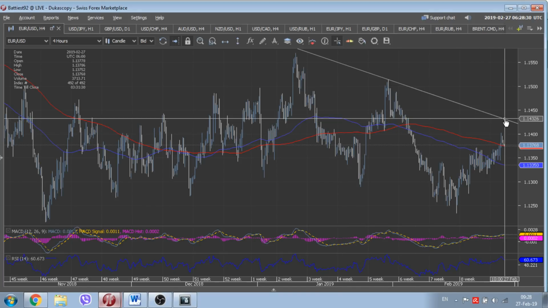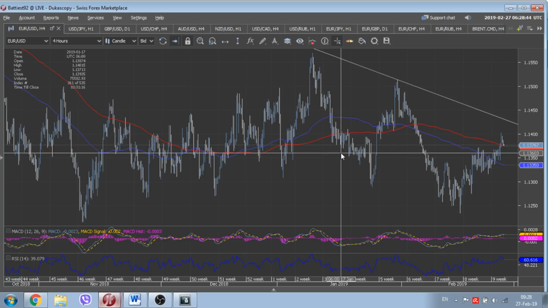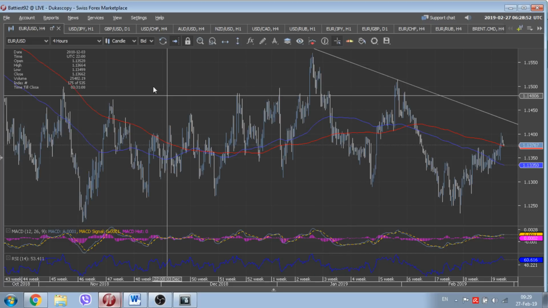There is a kind of downtrend line located at 114.30. That's probably a first resistance barrier to the upside for the euro dollar at the moment. But of course, there are a lot of different types of resistances, like the 55-day moving average line, the 100-day.